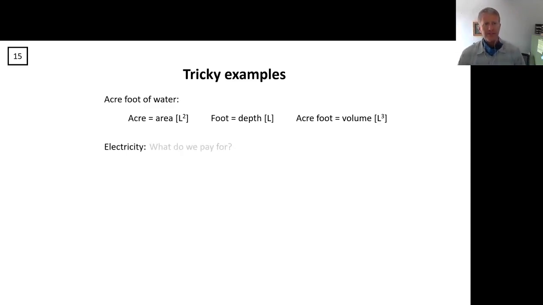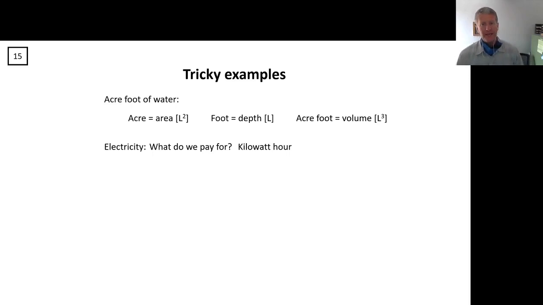Electricity is another interesting one. What do we pay for when we pay for electricity? If you look at your electric bill, what do you pay for? You're going to see this unit on there that says kilowatt hours. Well, this is another one of those units that has a multiplication implied: a kilowatt times an hour. And kilowatt you might recognize as a unit of power.